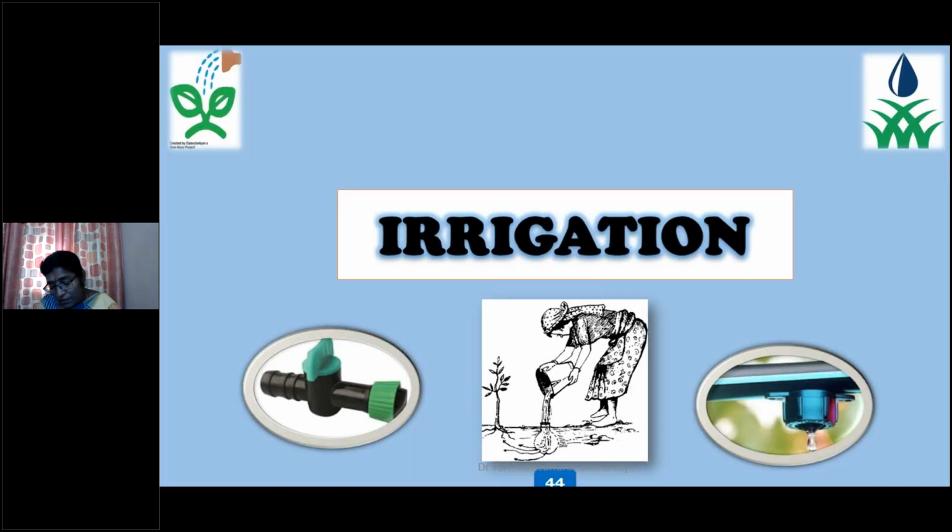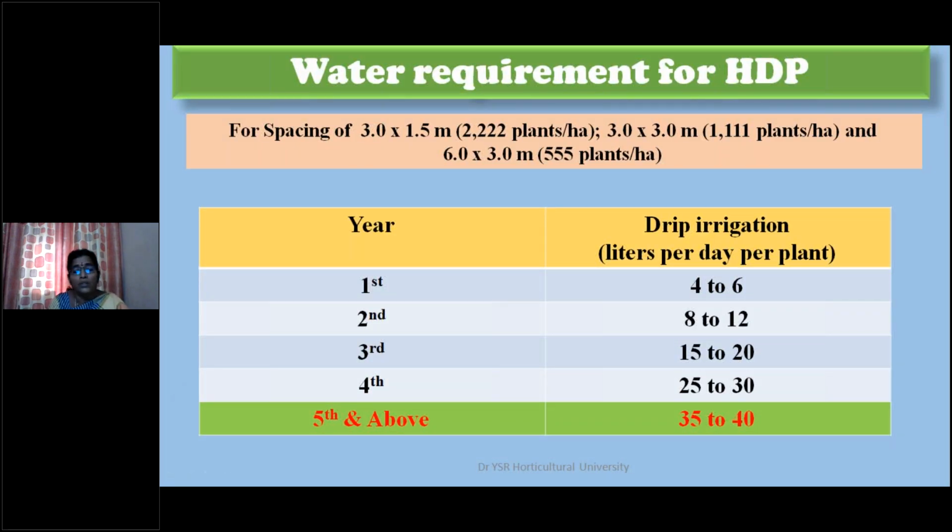Apart from high density planting, micro irrigation has to be followed. Another important technique to make high density planting successful is the adoption of micro irrigation, that is nothing but drip irrigation, and also application of fertilizers through drip, that is known as fertigation. Here water requirement is also very important. There should be uniform distribution of water to the entire orchard.